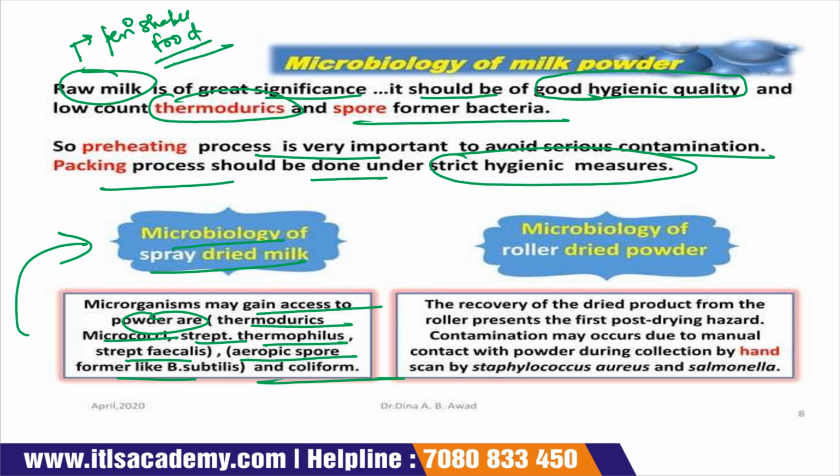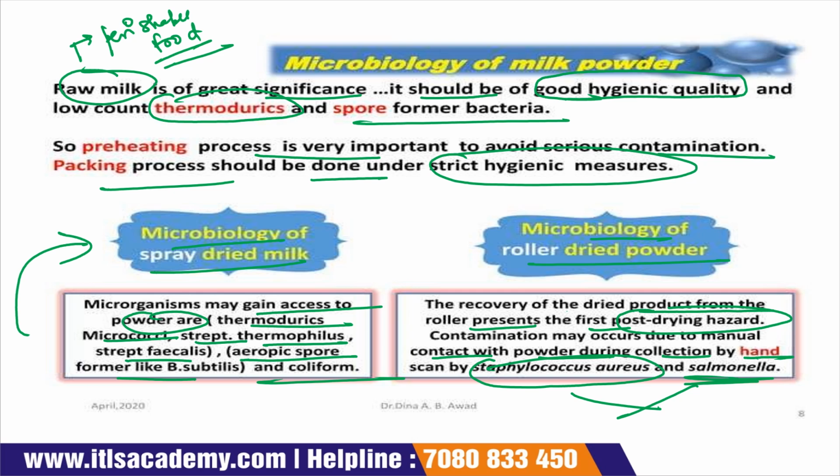Okay, now the next is the microbiology of roller dry powder. Here, the recovery of the dry product from the roller presents the first post-drying hazard. Contamination may occur due to manual contact with the powder during collection by hand scale, by Staphylococcus aureus and Salmonella. So these are the two microorganisms which we transfer into dry milk powder by hand if we use the roller dry method.